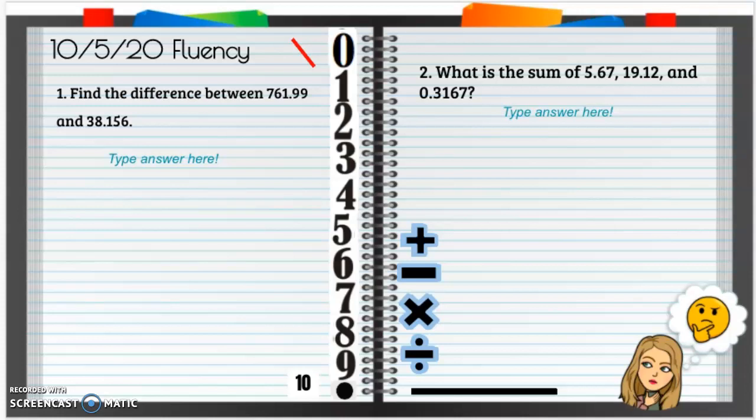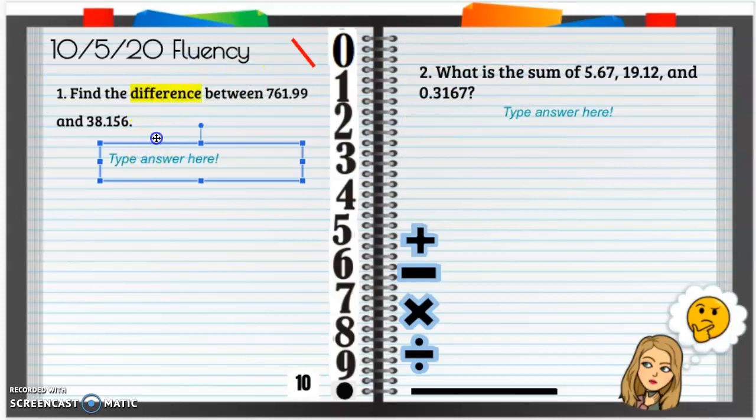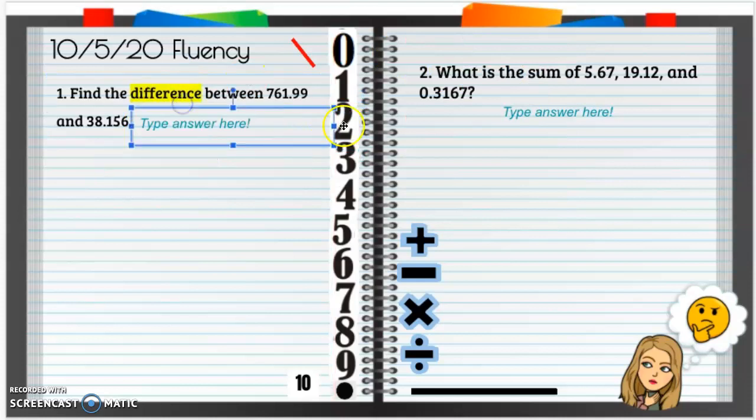October 5th, 2020, Fluency. Number 1, find the difference between 761 and 99 hundredths and 38 and 156 thousandths. So, difference. What does that word difference mean? Oh yeah, that means we're going to subtract. All right, so I'm going to move this up here so we can type our answer in there after. So the difference, we're going to subtract.